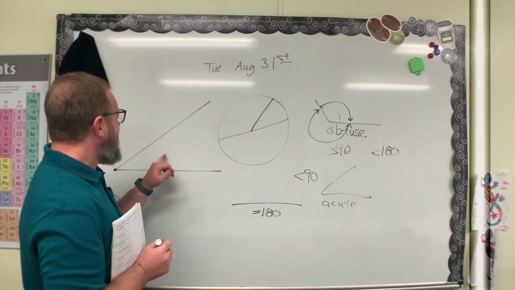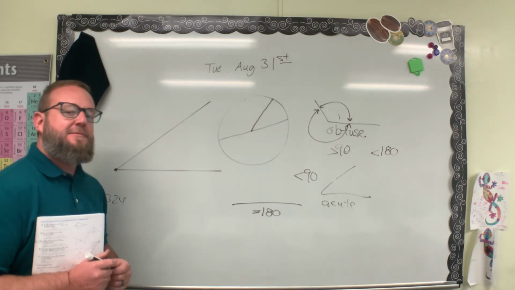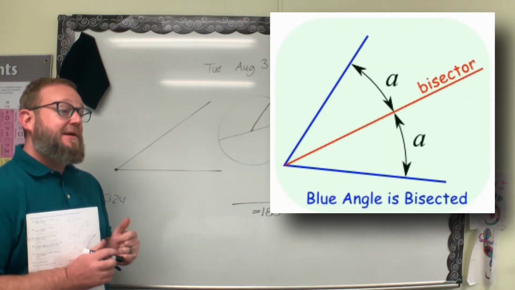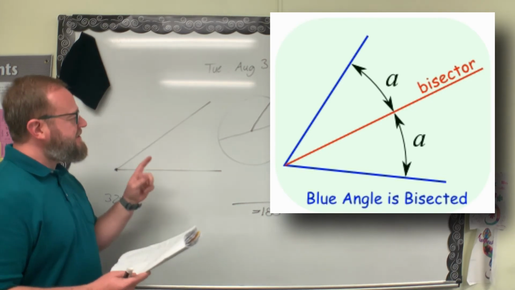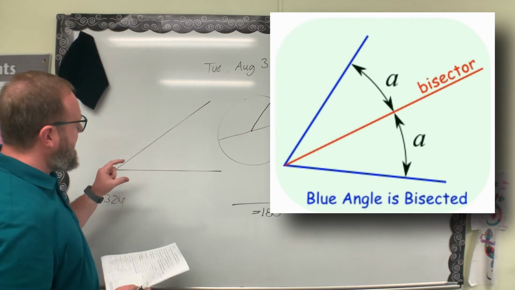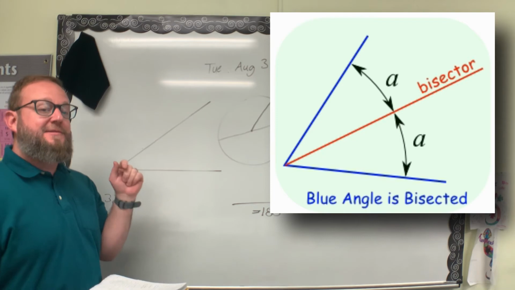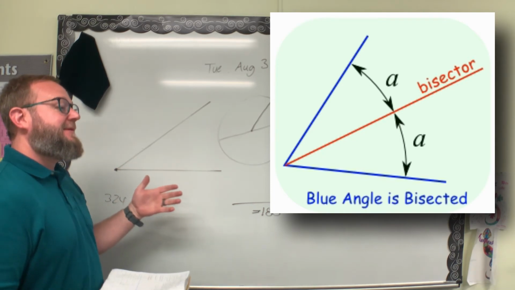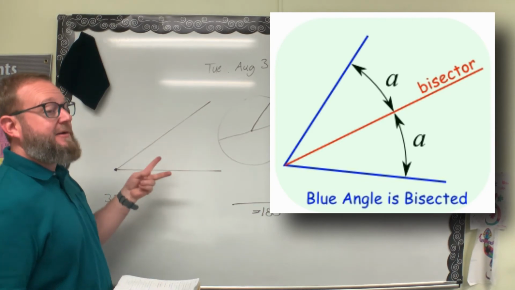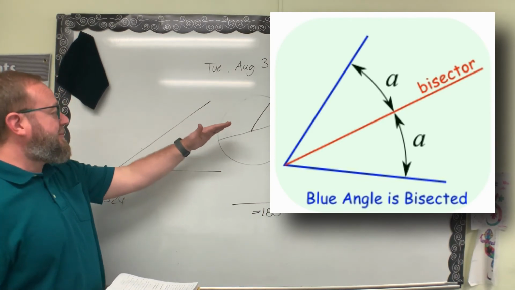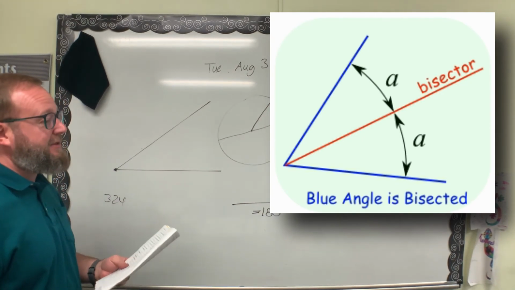So I would label this angle as 36. If I had a line that went through the middle of this, what would I call that? A bisector of the angle. And what does it do specifically to the angle? Bisects it. It splits it right in the middle, which means it's turning it into two equal parts. That's what a bisector of an angle would do.